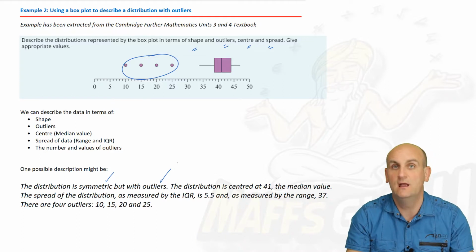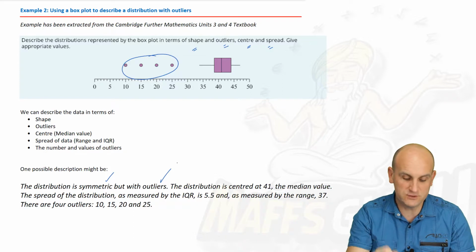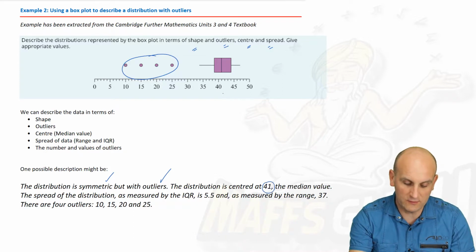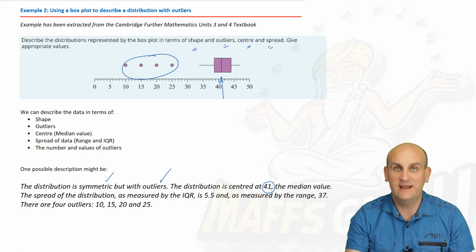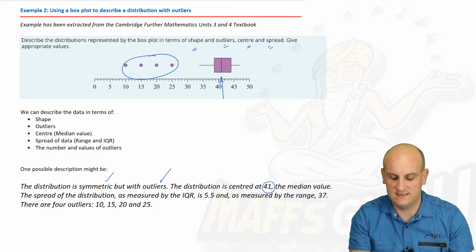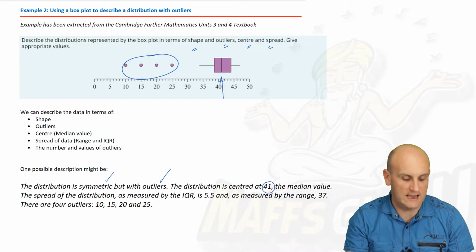Then we're going to go on and say, what about the center? Full stop. My distribution is centered at 41. How do we know that? We read it off from my median line. And again, comma, the median value. We've said we know what the median is. The examiner now is really, really happy.